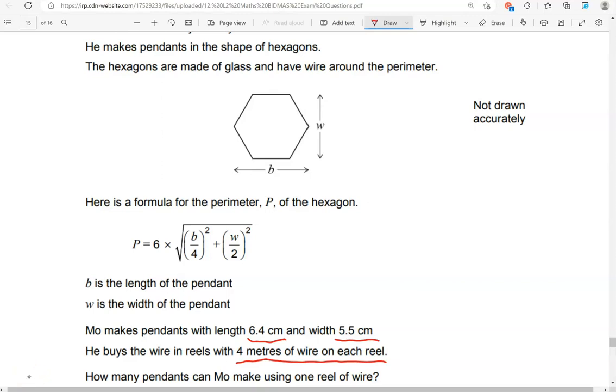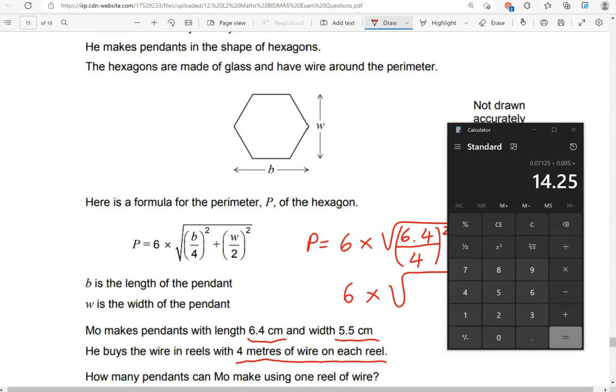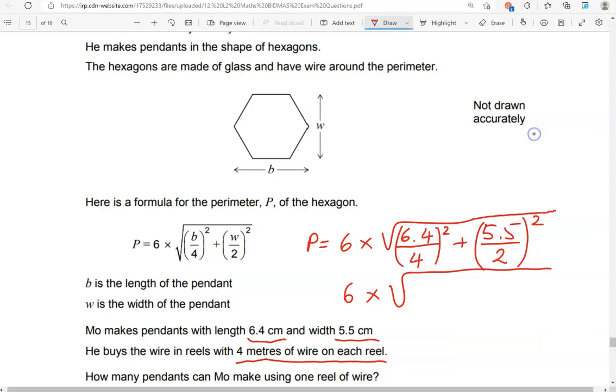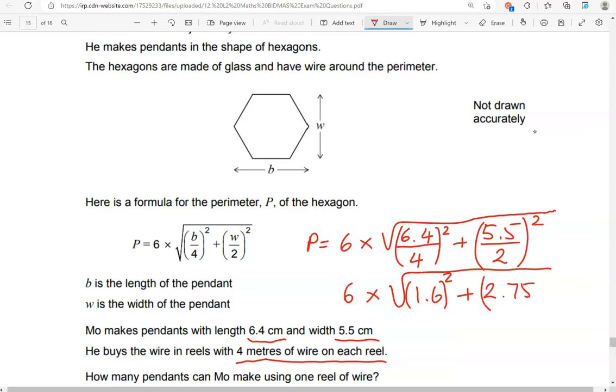So first of all, we need to work out how much wire is needed for one of them. And we've got the formula. So P is equal to 6 times the square root of, B was the length of the pendant, so the length is 6.4 divided by 4, and that's all squared, plus the width, which is 5.5, divided by 2, and that's all squared. So I need to extend the square root. I'll do the calculations within the brackets first. So keeping the 6 and the square root as they are, within the brackets we've got 6.4 divided by 4, which gives us 1.6, squared, plus 5.5 divided by 2, which is 2.75, and that's squared as well.